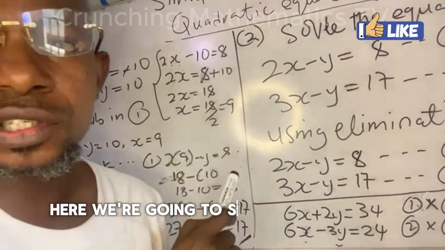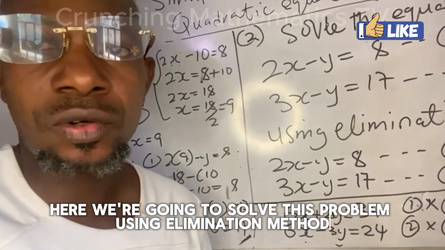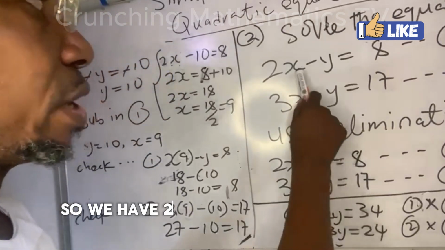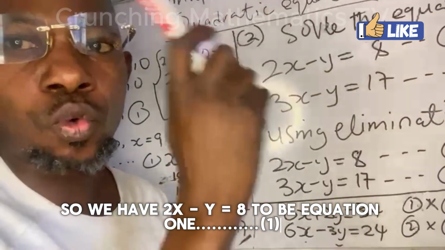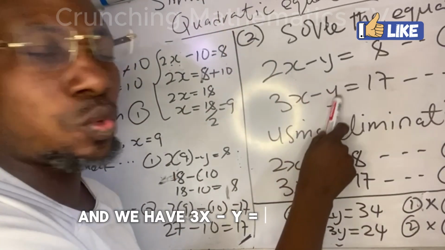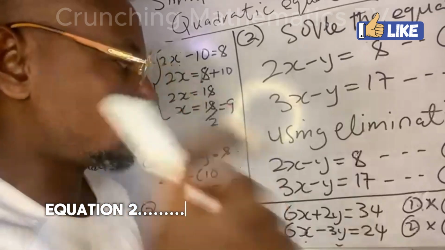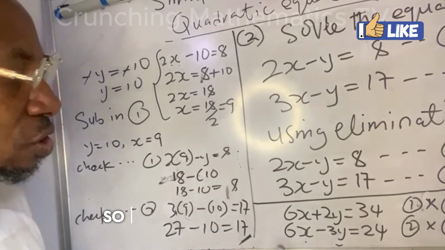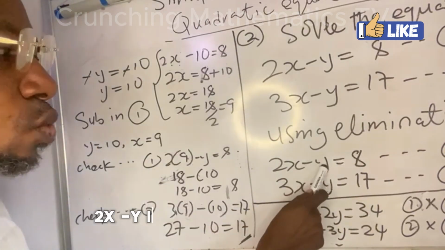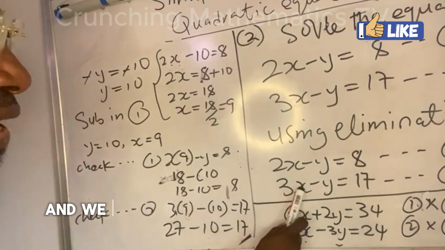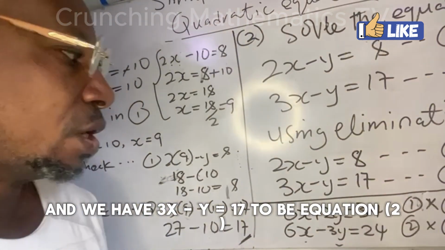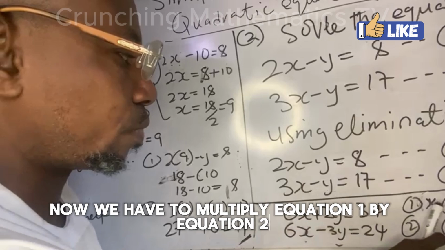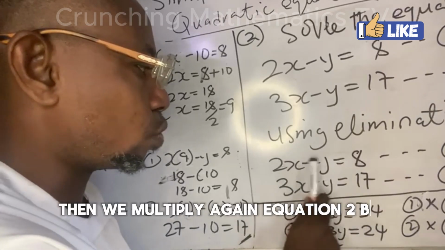Here we're going to solve this problem using the elimination method. I hope we understand the elimination method which was used in our first example. So we have 2x minus y is equal to 8 to be equation 1, and 3x minus y equal to 17 to be equation 2. Now we have to multiply equation 1 by the coefficient in equation 2, then multiply equation 2 by the coefficient in equation 1.